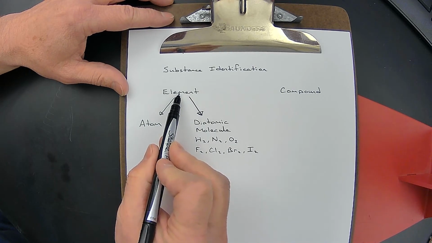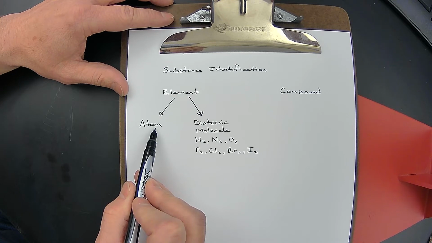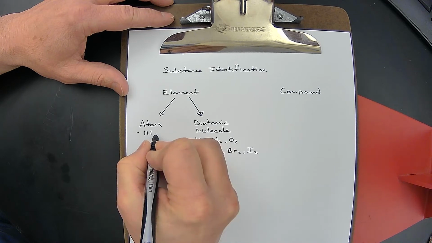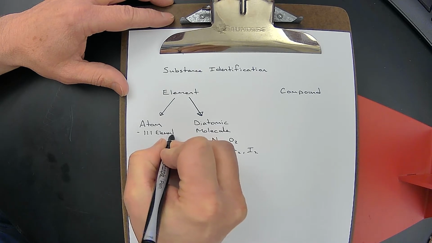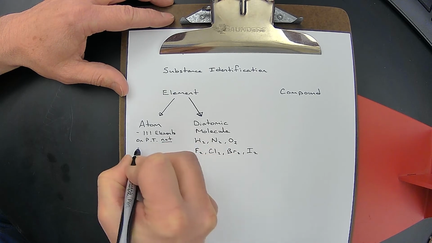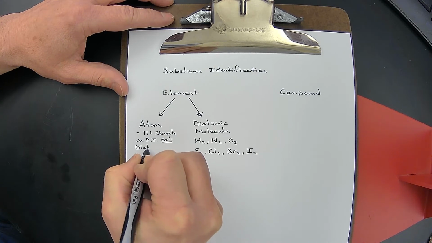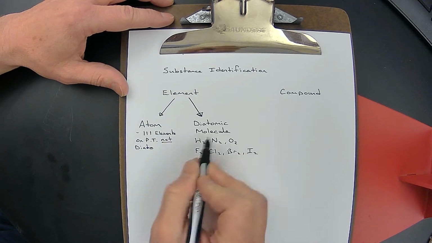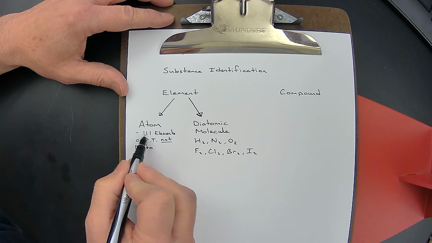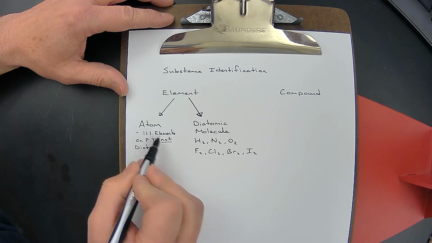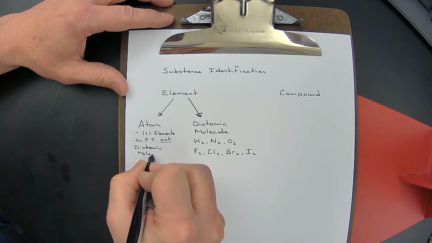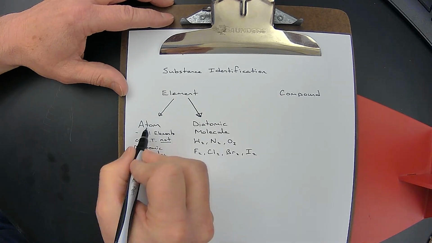So you can have an element that is labeled specifically as an atom. This would be the 111 elements on the periodic table that are not diatomic molecules. So if you included the 7, you would have the 118 total elements, but take those 7 away and you have 111 remaining that would end up being by themselves just as atoms. So not diatomic molecules. So you can have an atom.